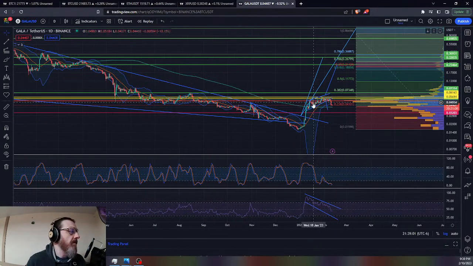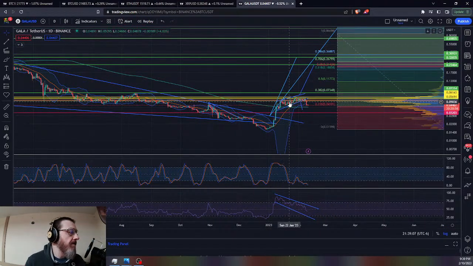Unfortunately, we saw some chop and a bit of a downturn for the market here. So, no exception for Gala. There was definitely some volatility in that chop zone. It did break down to that rising wedge.